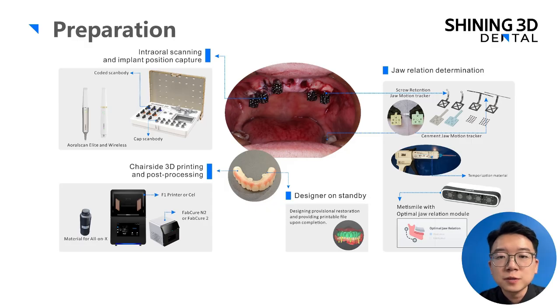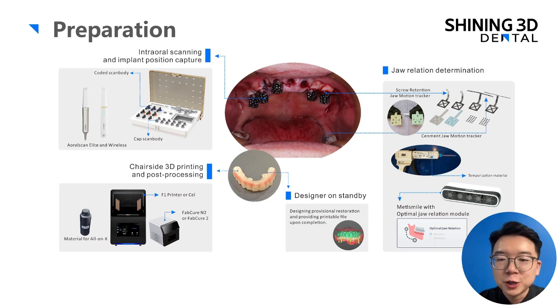After that, we need to prepare the jaw relationship function, which means we need to prepare the tools. For this case, since we are only doing the immediate loading for the upper jaw and there are still natural teeth remaining on the lower jaw, we will use two different motion trackers. For the upper jaw, we will use the screw retained jaw motion tracker. For the lower jaw, we will use the cement jaw motion tracker, and we will use the temporal resin material to secure it on the lower jaw of this patient.